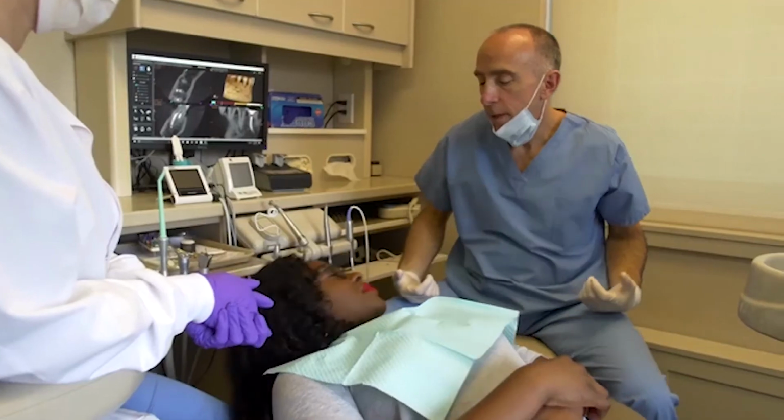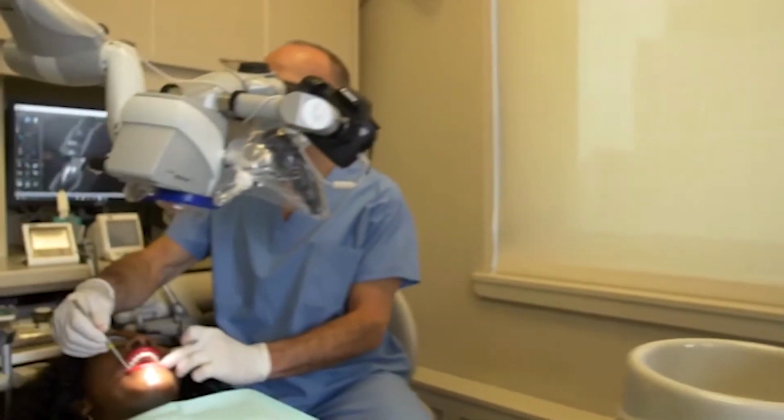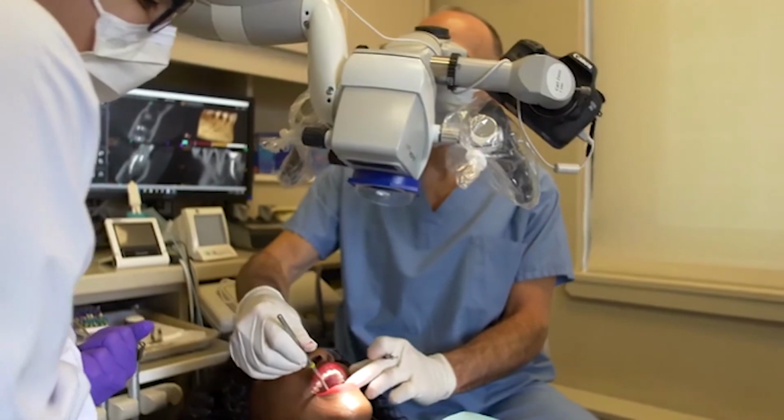But when we take a cone beam, we can clearly see the extent of the fracture line. We see how far below the crest of the bone it extends and whether or not to even attempt treatment, saving the patient time, pain, and of course, money. Today's patients have higher expectations and are more knowledgeable, and as clinicians, the more we know, the more responsibility we have to give them the treatments they deserve.